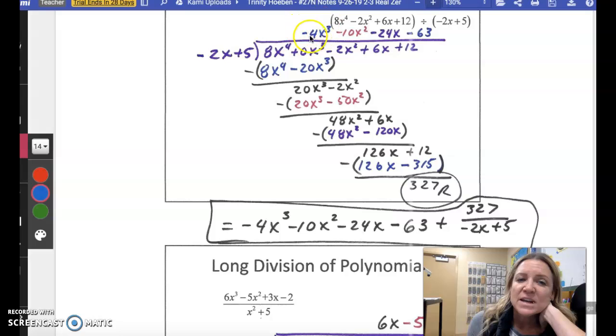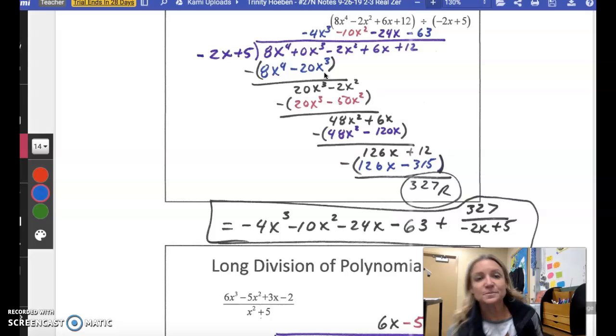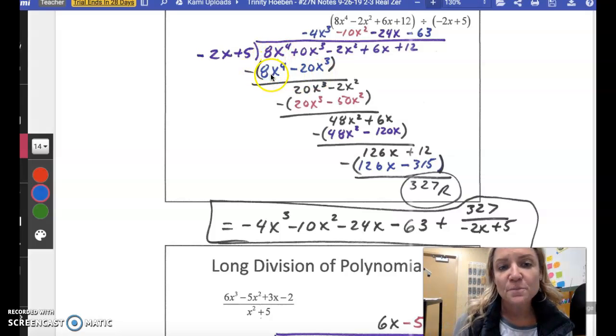And now we're going to multiply. Negative 4x to the 3rd times negative 2x is positive 8x to the 4th. And negative 4x cubed times positive 5 is negative 20x to the 3rd. And now we're going to subtract. 8x to the 4th minus 8x to the 4th is 0. 0x cubed minus minus, so plus 20x to the 3rd is 20x to the 3rd. Bring down your negative 2x squared.